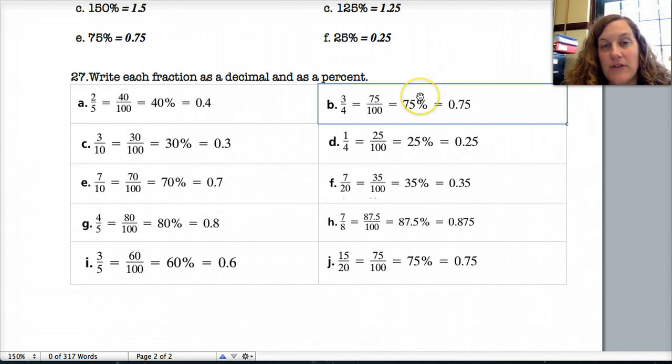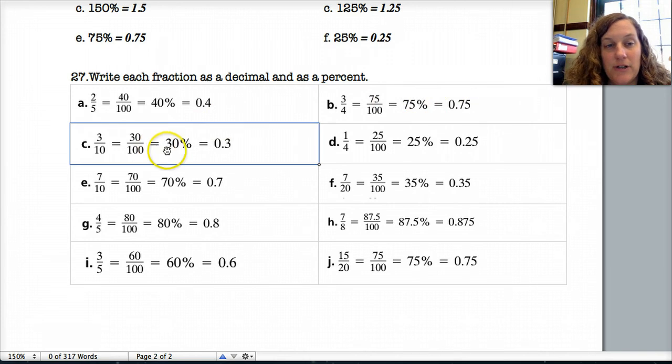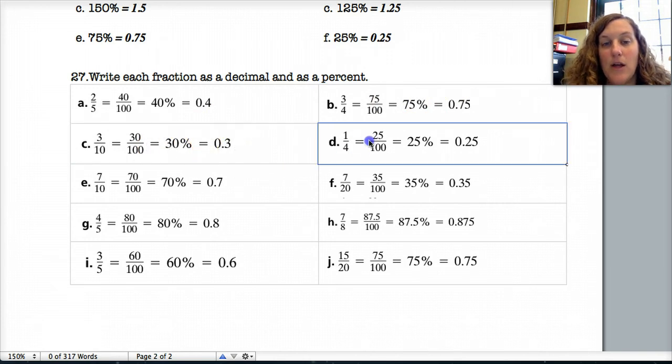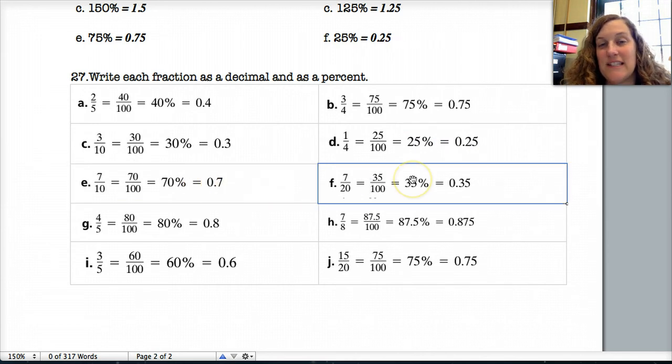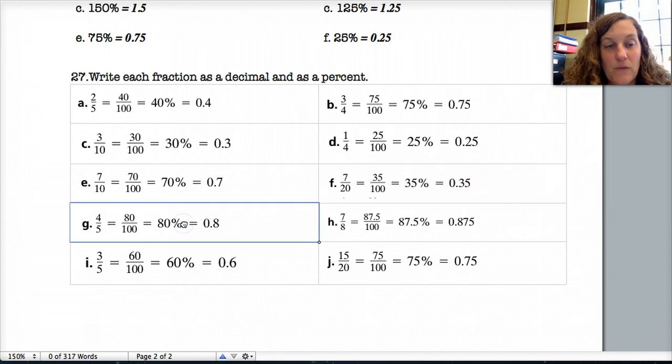3/4 is 75/100ths or 75%. 3/10ths is 30/100, 30%, 3/10ths. 1/4 is 25 hundredths, 25%, 25 hundredths. 7/10 is 70 hundredths, 70%, 7/10. 7/20 is 35 hundredths. We want to get over that hundreds, which is 35% or 35 hundredths. 4/5 is 80 hundredths, 80%, 8/10.